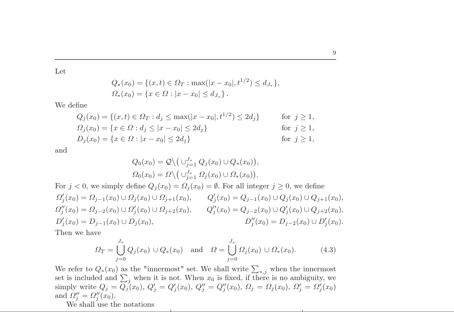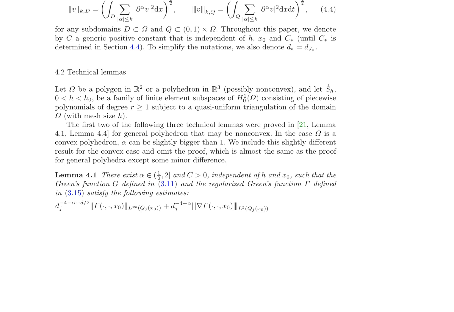To measure the regularity of functions in the domains Q and D, the authors define several norms and seminorms, including the nabla norms and the V, K, Q and V, K, D norms. These norms are essential for the analysis of the Green's function and its regularized version. A generic positive constant C, independent of h, x0, and C star, is also introduced and used throughout the paper.